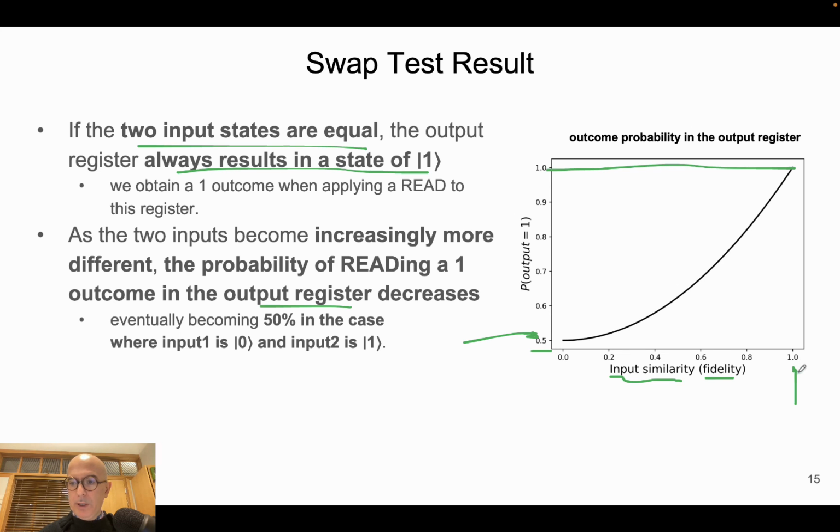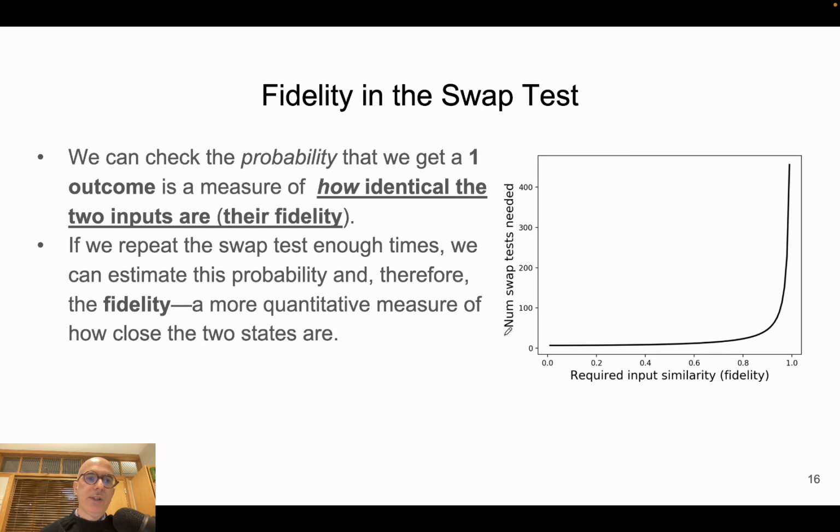So this is the case where the two qubits in the input register are identical, so we always measure 1. In the case they are completely opposite, different, then we have a 50% chance of measuring either a 0 or a 1 state. So we can check the probability that we get a 1 outcome. If we repeat the swap test enough times, we can estimate the probability and also the fidelity. That is a more quantitative measure of how close the two states are.